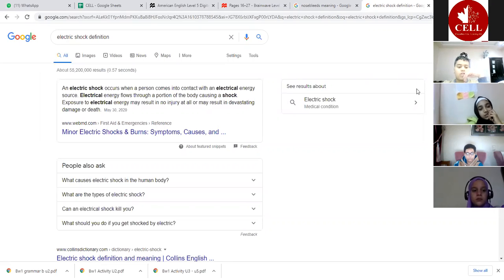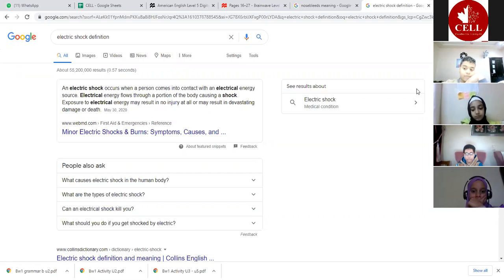Exposure to electrical energy may result in no injury at all, or may result in devastating damage or death.